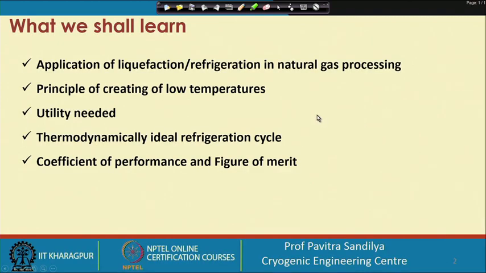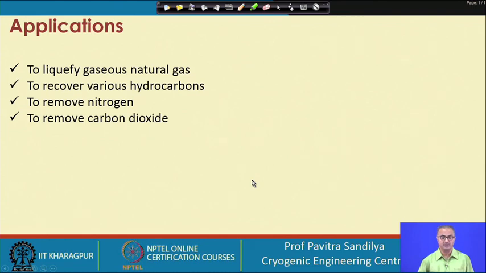In the first of this series, we shall learn about the applications of liquefaction and refrigeration in natural gas processing, then the principle of creation of low temperatures, the utility needed for carrying out the liquefaction and refrigeration, and then what is thermodynamically ideal refrigeration, and then we will see the coefficient of performance and figure of merit. So first, let us come to the applications of refrigeration and liquefaction in natural gas systems.